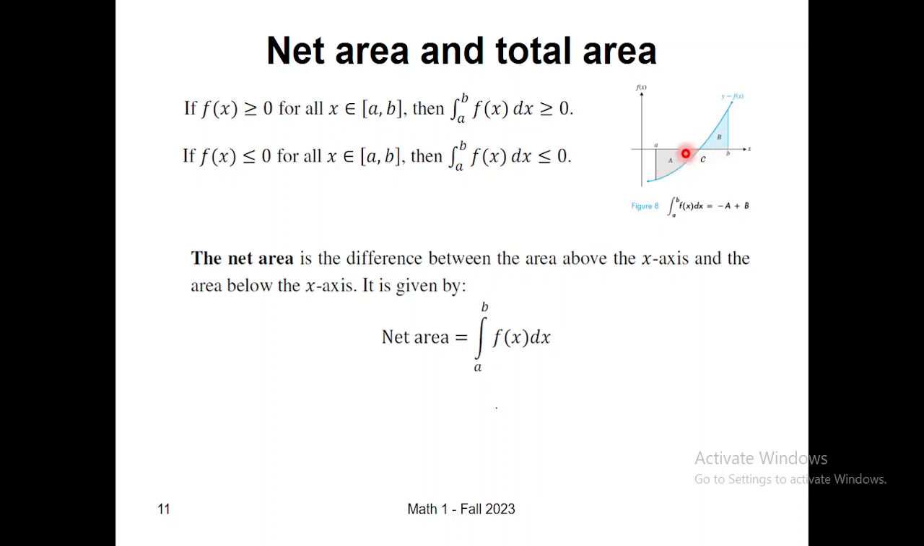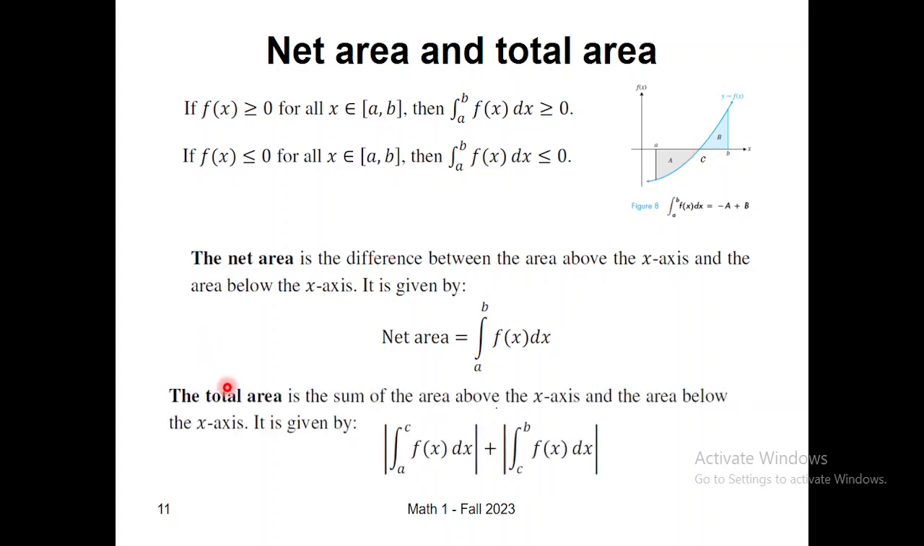What happens if you want to find the total area? You are interested in finding the area without sign. You want to find a plus b. So we have to split the integration into two integrals. Integration from this point to this point, integration from this point to this point, and then add the results in absolute value. You have to get rid of the sign and then add the result.